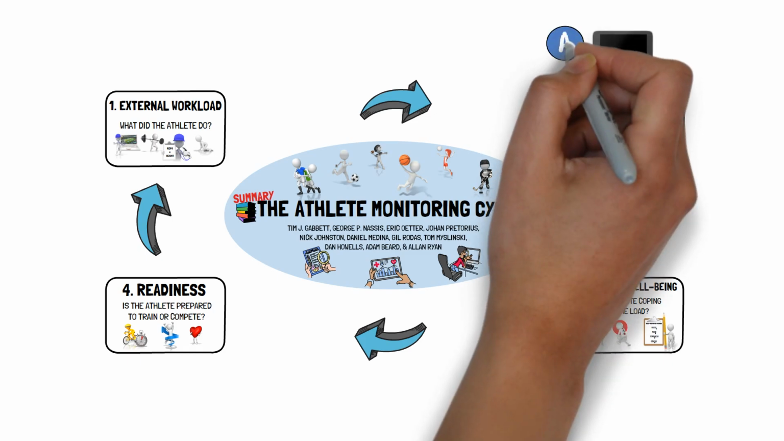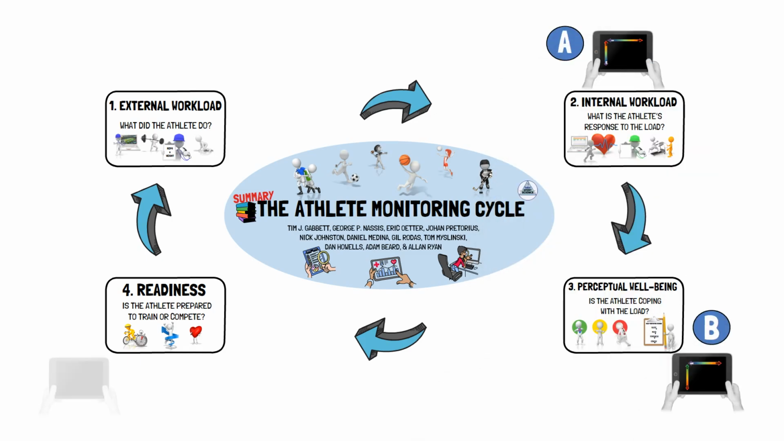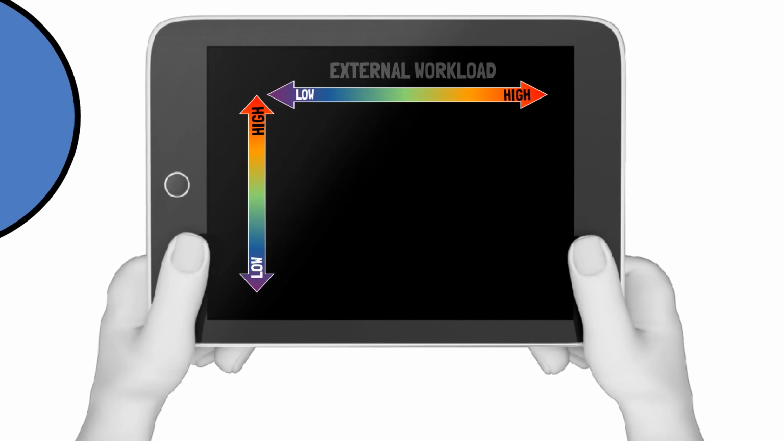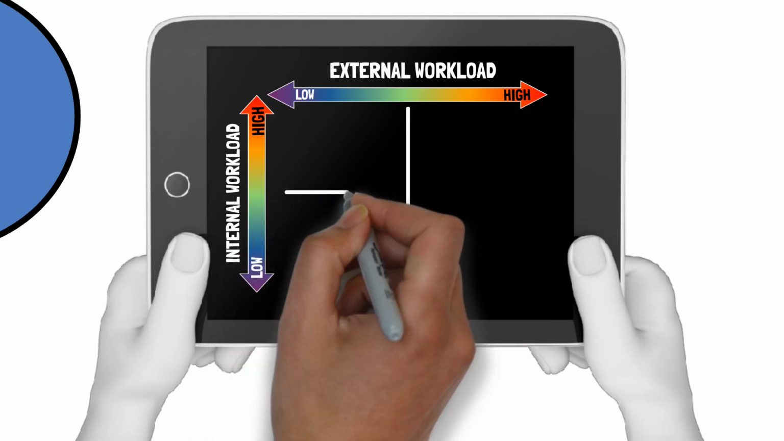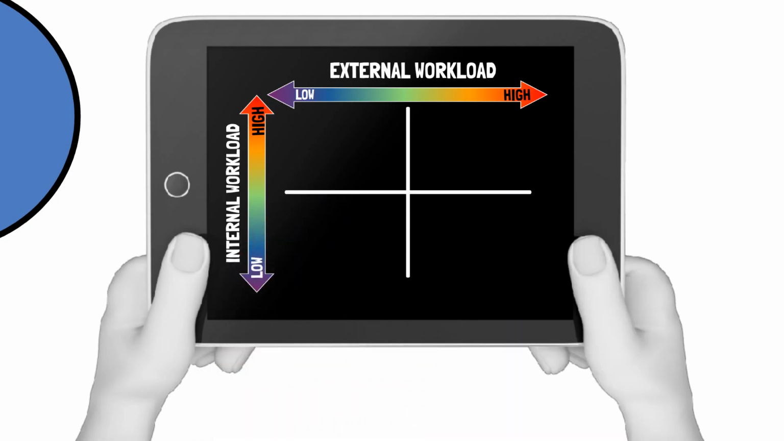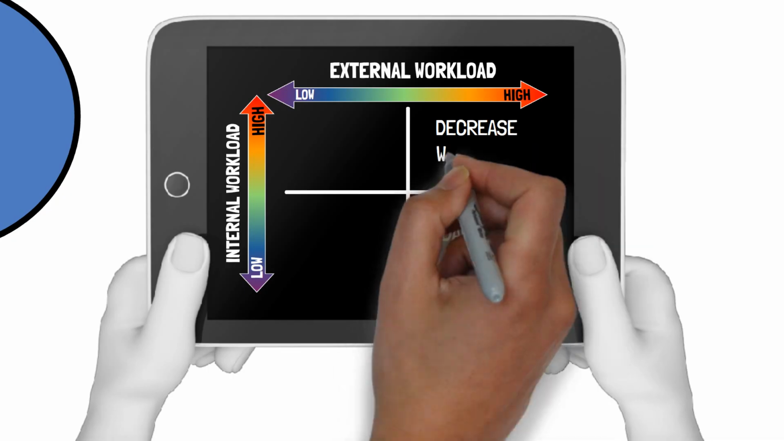To support decision-making, Tim Gabbett and colleagues provide 3 key matrices to help interpret the data each step of the cycle. Let's take a closer look. Comparing external workload, what the athlete did, with internal workload, how they responded, helps identify training adaptations and risks. If external workload is high, but internal workload remains low, the athlete is adapting well and can continue to train at this level. If external workload is high and internal workload is also high, the athlete may be at risk of overtraining, so training intensity may need to be reduced.